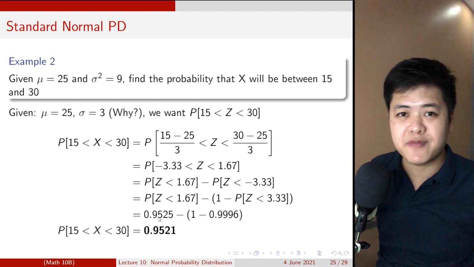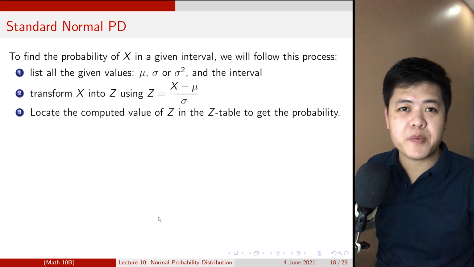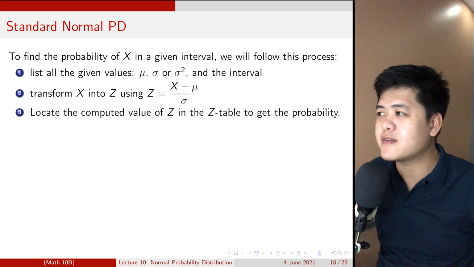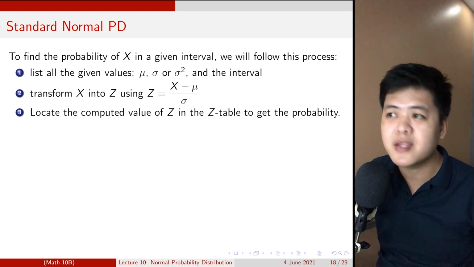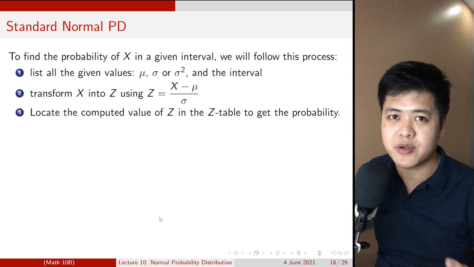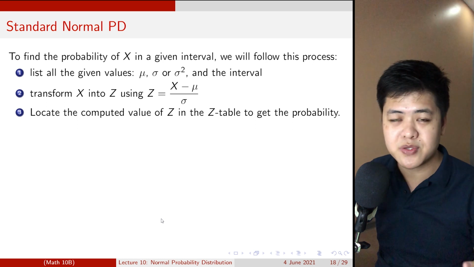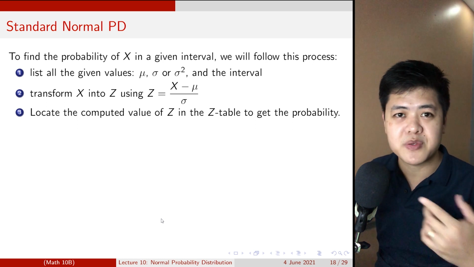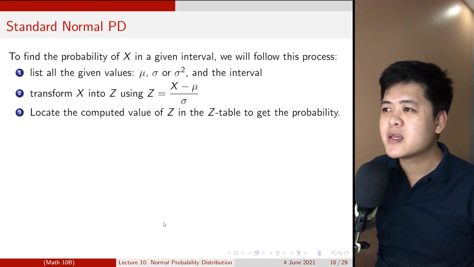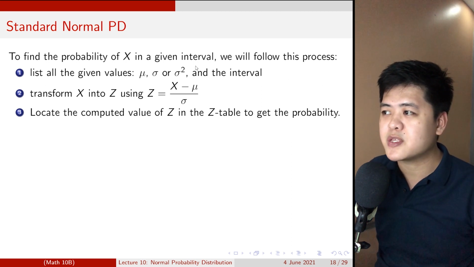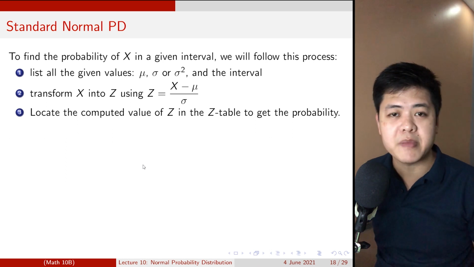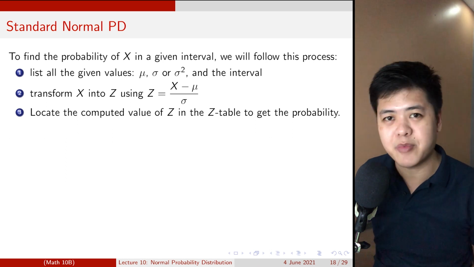It's 0.9525. Okay. Before we proceed, let's have a review. To find the probability of x in a given interval, we will follow this process. The first one is, of course, you have to list all the given values. Find the mean, the standard deviation, or the variance. Of course, the standard deviation is what you need. If variance is given, you have to take the square root. If standard deviation, no problem. Transform x into z using this formula. And then locate the computed value of z in the z table to get the probability, using all the cases if you need the cases.